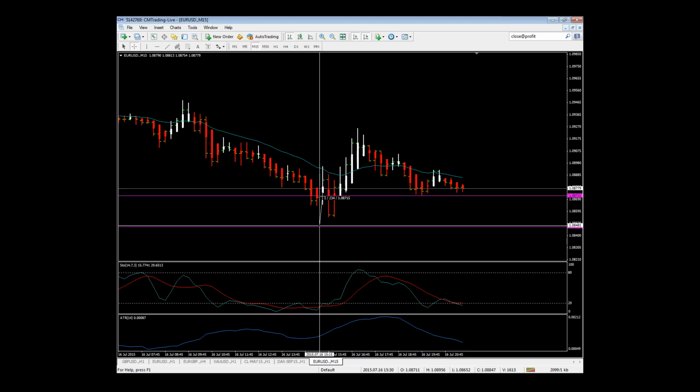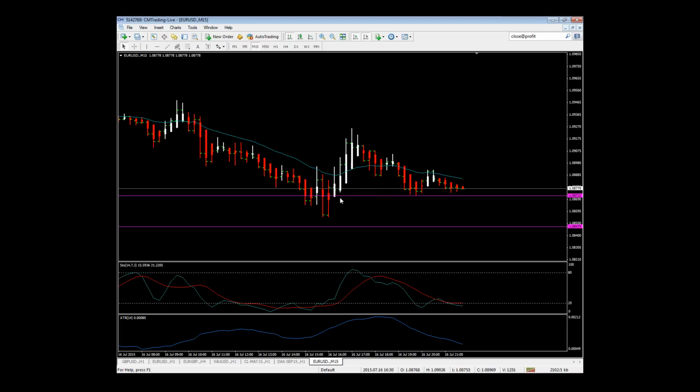Gives the market room to breathe. We're waiting for the market to move up higher through the moving average. If it goes up through it, chances are it's going to keep going, but on this occasion it didn't. We're looking for a short, quick entry.